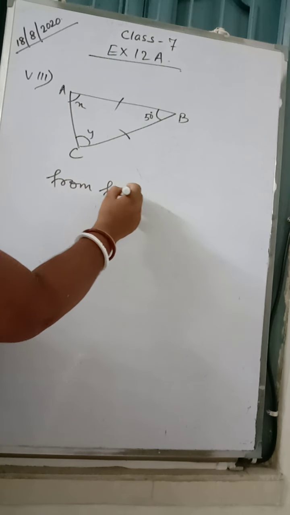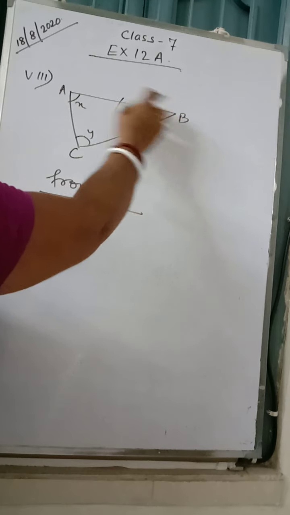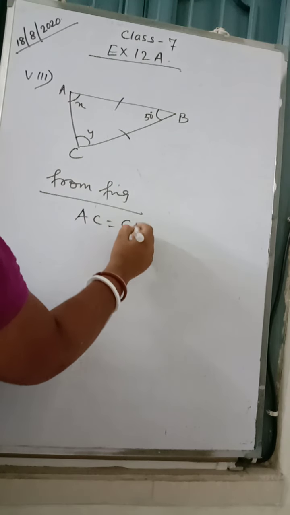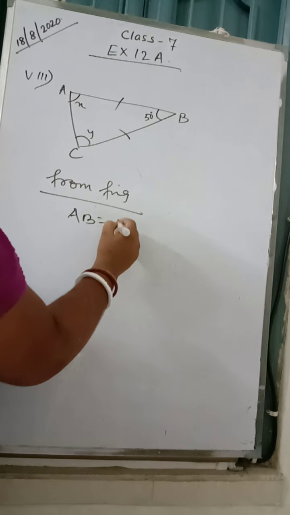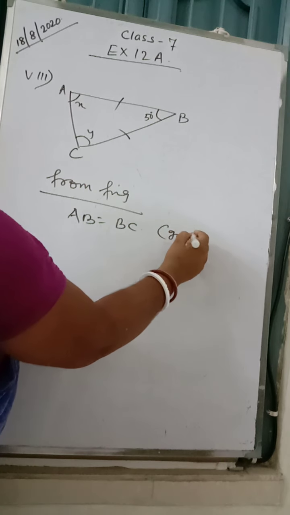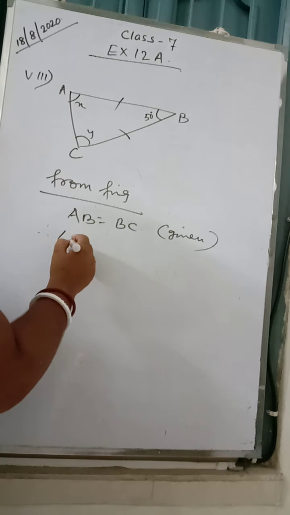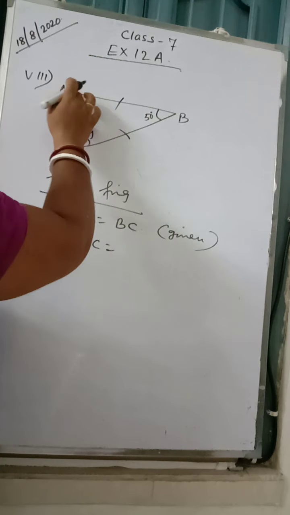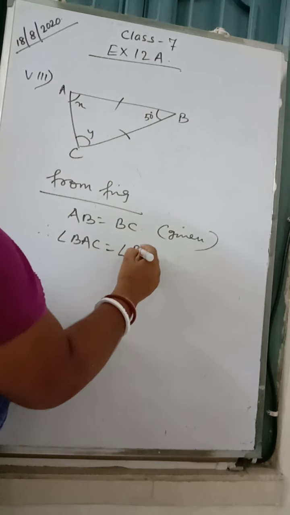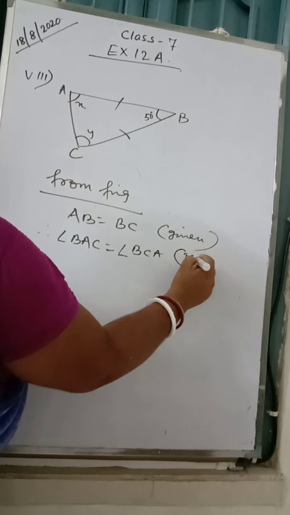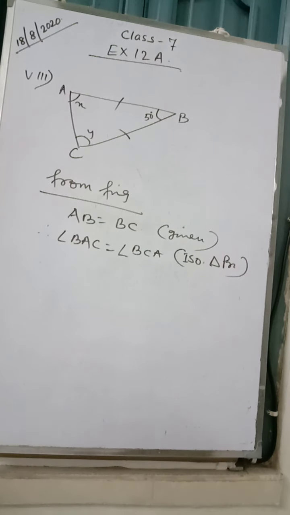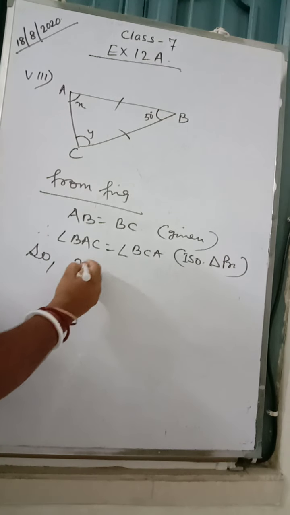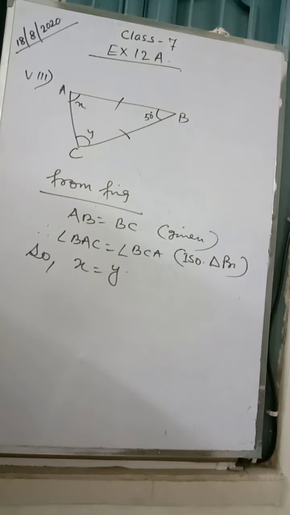From figure, we can see AB is equal to BC given. So that's what angle BAC, this angle, would be equal to this angle, angle BCA, isosceles triangle property. We have learned now, two sides are equal and the base angles are equal. So that's what we can write. So X is equal to Y.